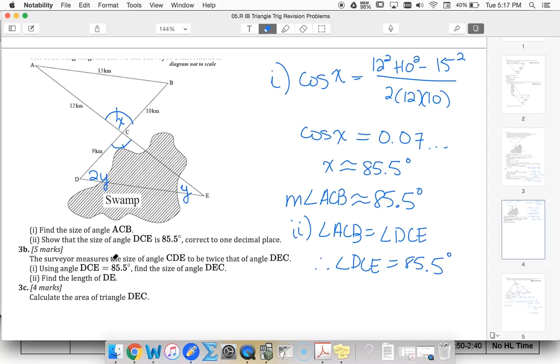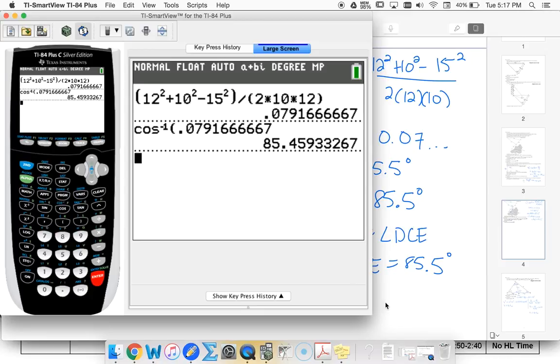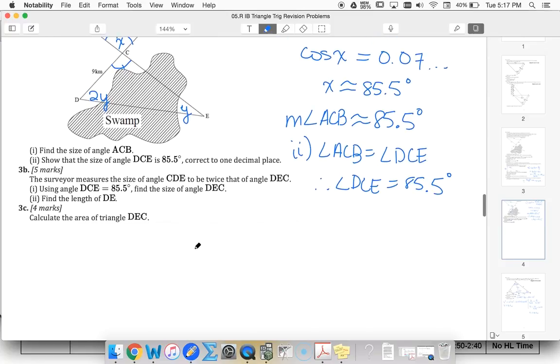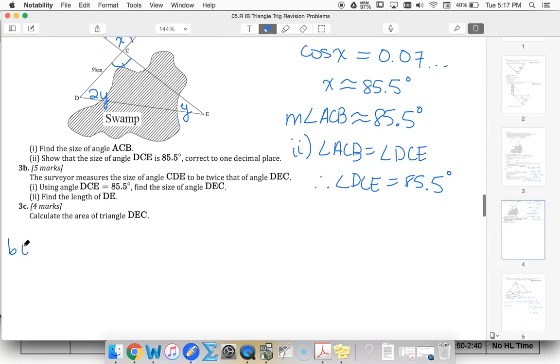So it says use 85.5. So I'm not going to use this big number in my calculator. It's telling me to use 85.5. So find DEC. So DEC is my Y value. So part B1, we've got that angle X plus Y plus 2Y. All of that must add up to 180. We know for X we're going to use 85.5. Y plus 2Y is 3Y.